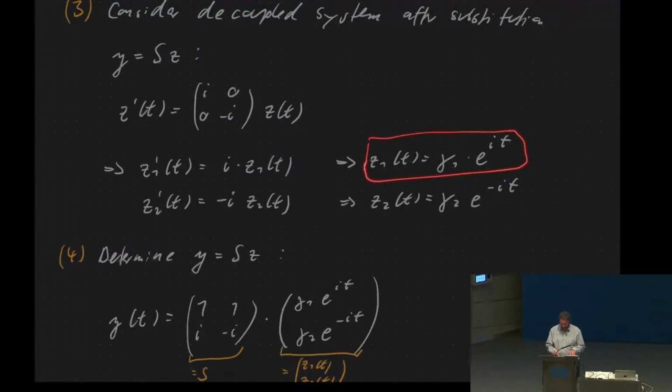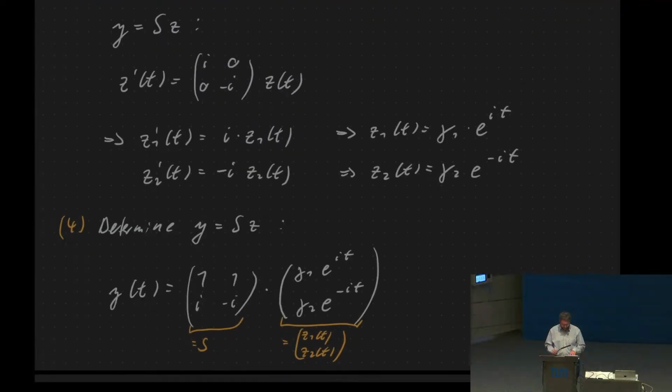This is the general solution, right? Some constant gamma 1 times e to the it, this is this i here, and some constant gamma 2 times e to the minus it here, this is the minus i that shows up here. And once we have that, we can determine the solution to our original system just by undoing that substitution, basically. We have the C's now, so we can easily compute S times C to get our Y. And once we have the Y, of course, we can get the H and the S back.